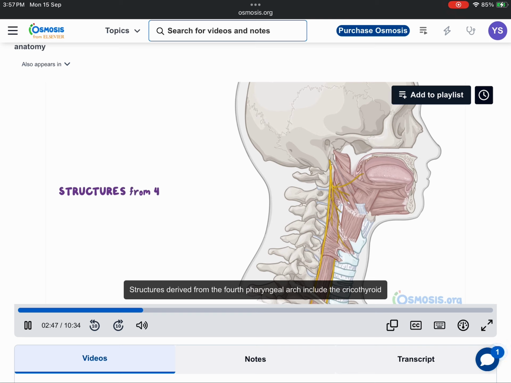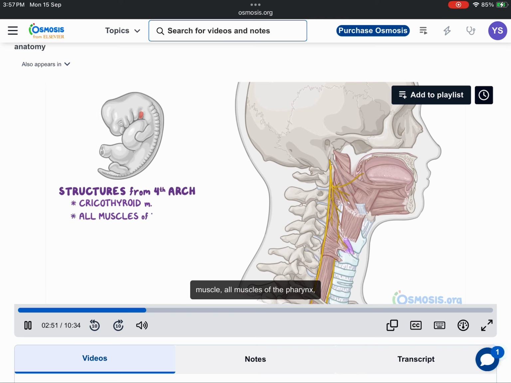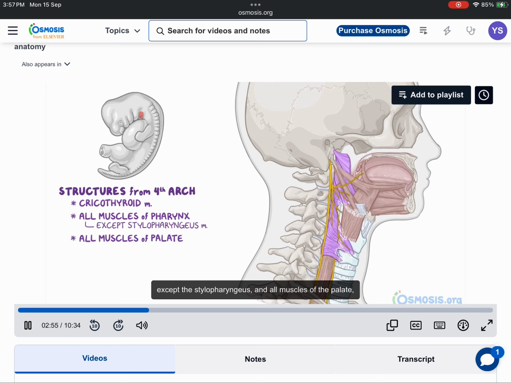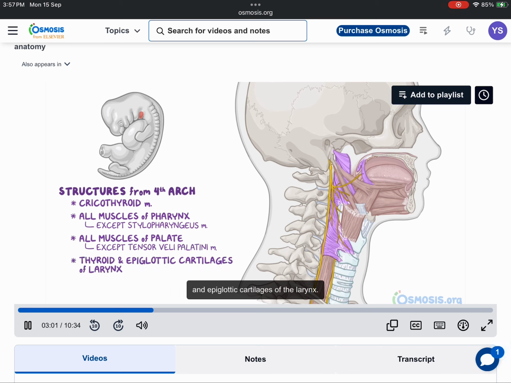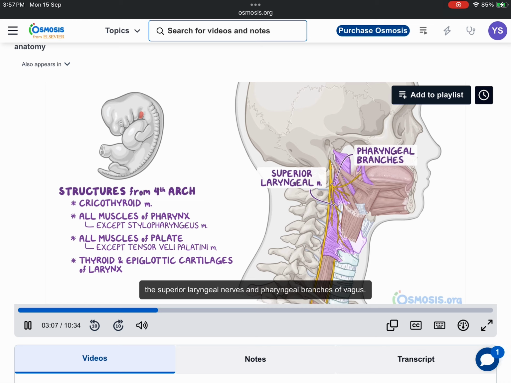Structures derived from the 4th pharyngeal arch include the cricothyroid muscle, all muscles of the pharynx, except for the stylopharyngeus, and all muscles of the palate, except the tensor veli palatini, as well as the thyroid and epiglottic cartilages of the larynx. The structures of the 4th arch are all innervated by the superior laryngeal nerves and pharyngeal branches of the vagus.